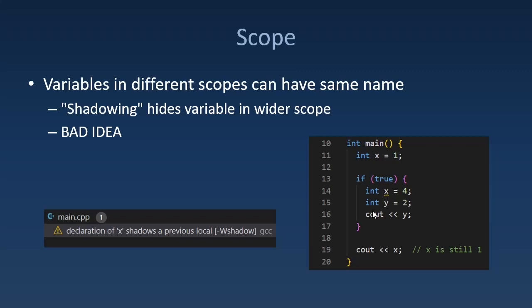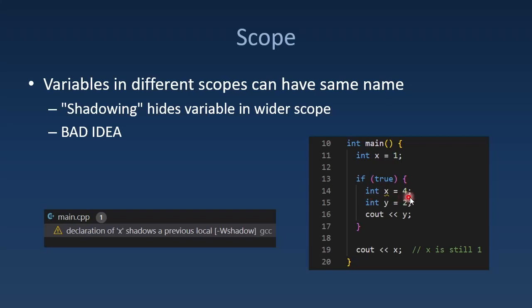It is possible to declare a new variable with the same name in a nested scope. Now, I've got int x gets set to 1 on line 11. On line 14, I say int x gets set to 4. If you try to declare the same variable twice in the same block, in the same scope, you're going to get a compiler error. If on line 12 I wrote int x gets 2, the compiler would say, I don't know what to do with this. You can't have two different variables named x in this block.